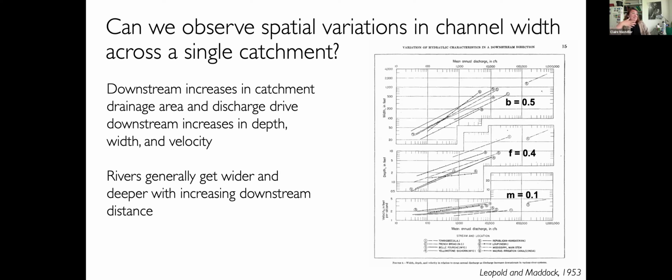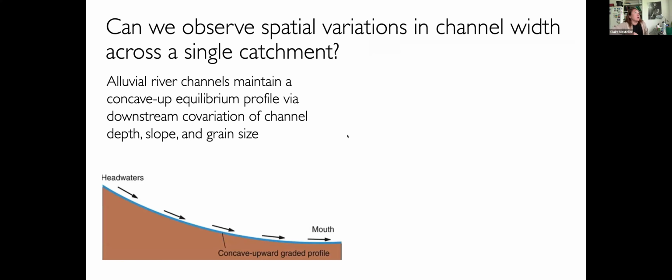And what we see is that in general, rivers get wider and deeper with increasing downstream distance, which is no surprise. But we also know that our alluvial river channels maintain these concave up equilibrium profiles, both because they're getting deeper as they move downstream, but also because we can vary our slope and our grain size as we're moving downstream as well.